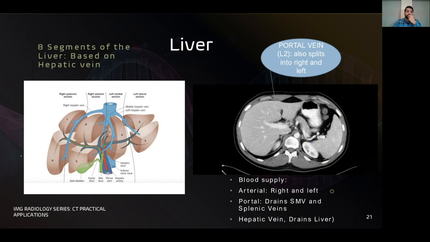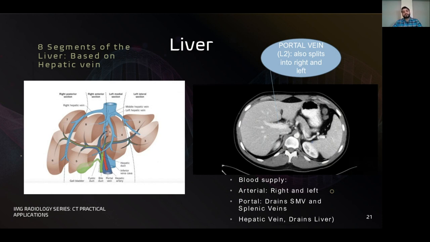The portal vein, which comes off at about the second lumbar vertebra, roughly around that level, splits into the right and left. And this is the hepatic portal vein here. So when you give a patient contrast, remember that the stage of contrast reading is important. If you want to look at the portal vein, you wait until the portal venous phase, which is about 60 to 80 seconds into administering the contrast.